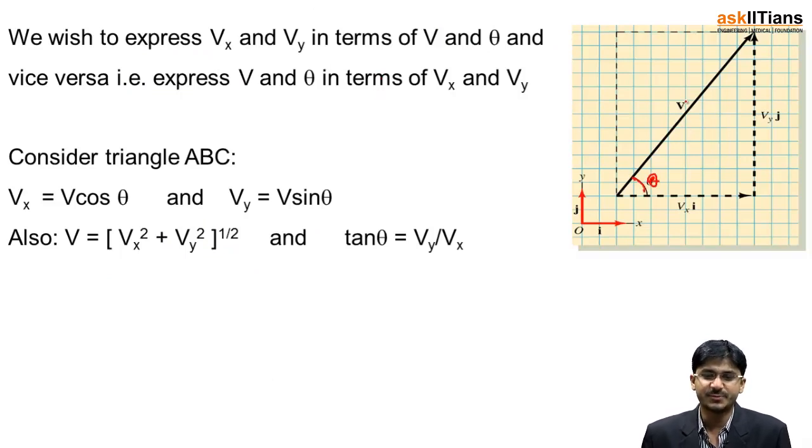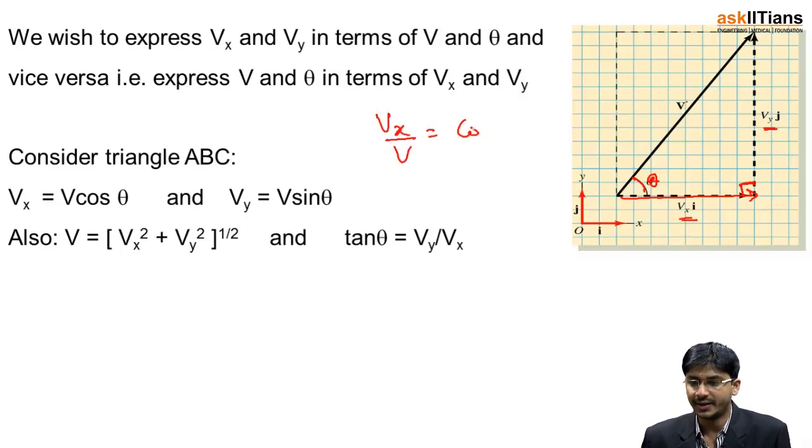Now suppose we wish to express Vx and Vy in terms of v and theta. Suppose only theta is given, v is given. How do we calculate this x component? As you can see, this is a right angle triangle. If this is Vy, this is Vx.